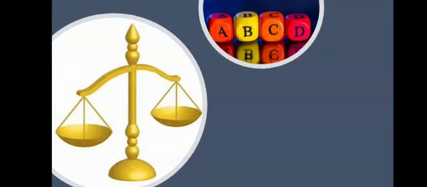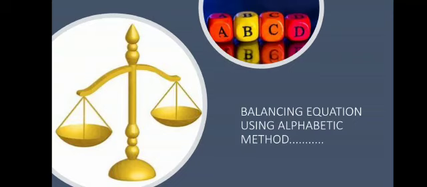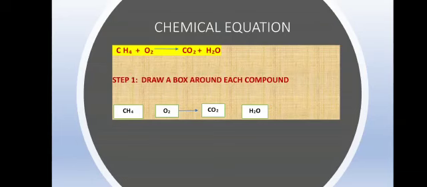Different methods are there for balancing chemical equations: table method, alphabetic method, hit and trial method. Of these three, the easiest method is the alphabetic method. So today we will learn the alphabetic method. With the help of an example, we will learn this method.